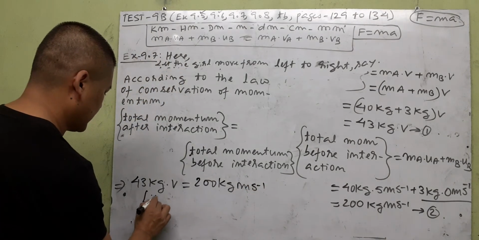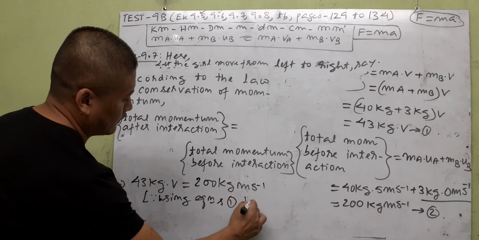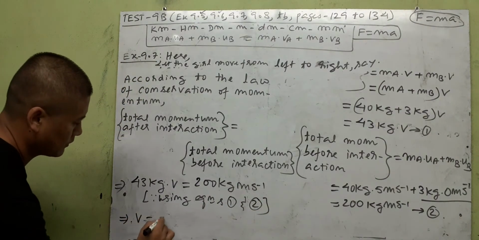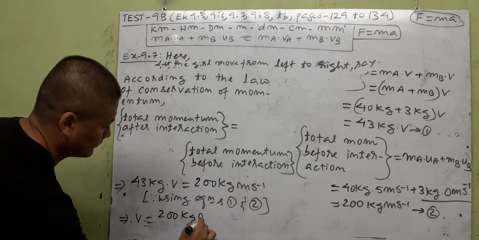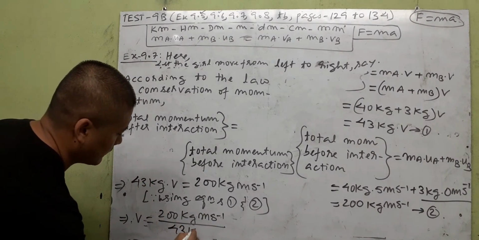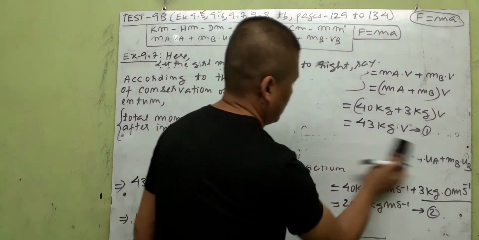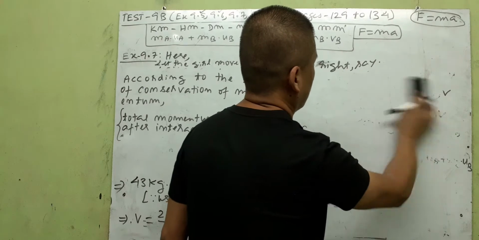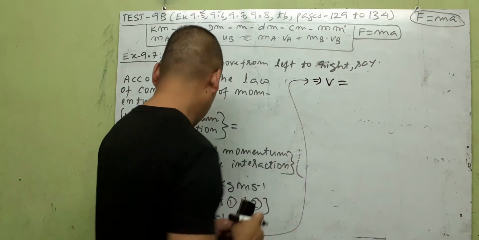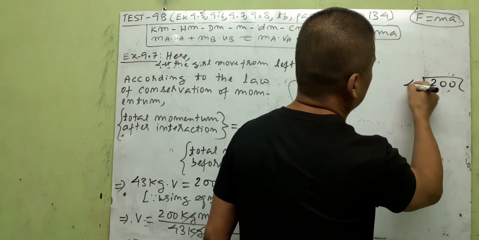And we can write here, using equations 1 and 2, that V will be equal to 200 kg meter per second, this portion, divided by this 43 kg, kg cancelled. So now your answer would be V equals 200 by 43. You divide 200 by 43.